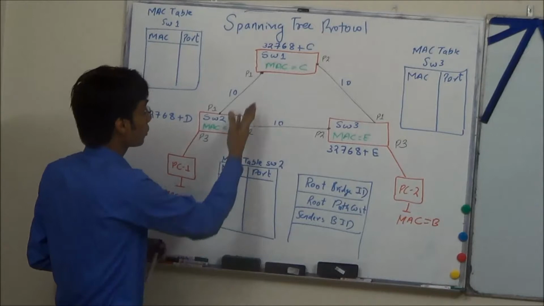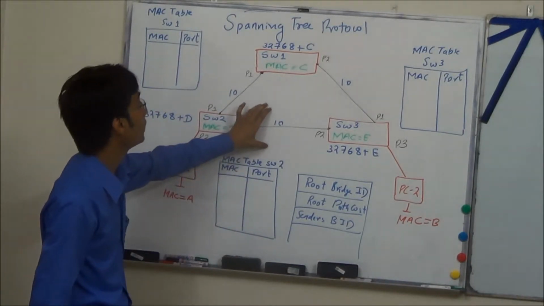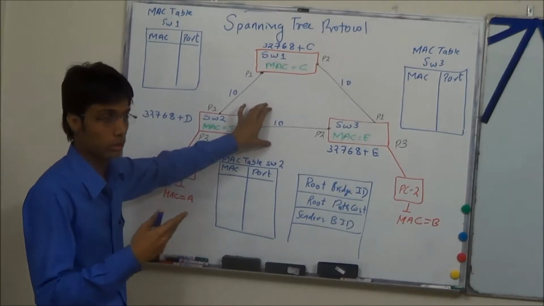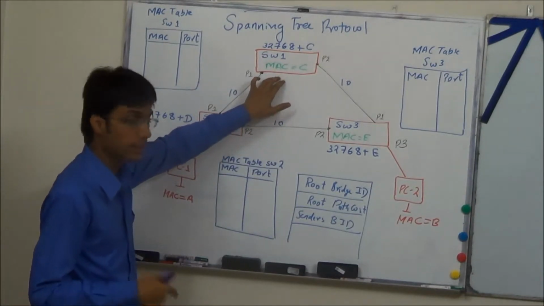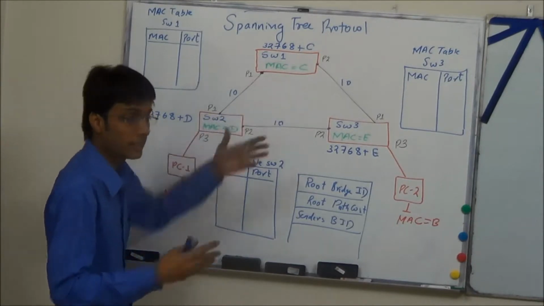This is the root path cost. What is root path cost? Root path cost is the cost of the link to reach the root bridge. Assuming that switch 1 is assuming itself as the root bridge, the path cost from itself is 0.